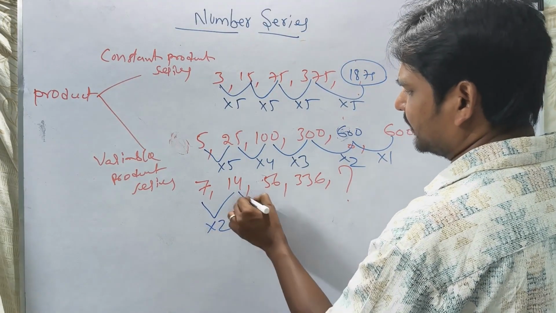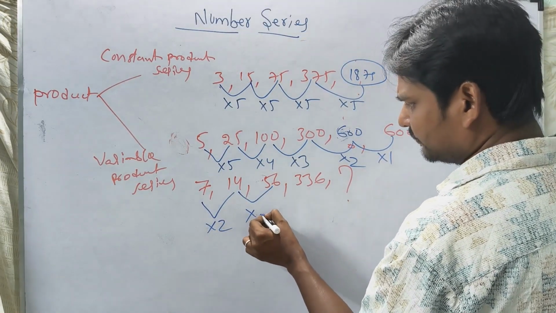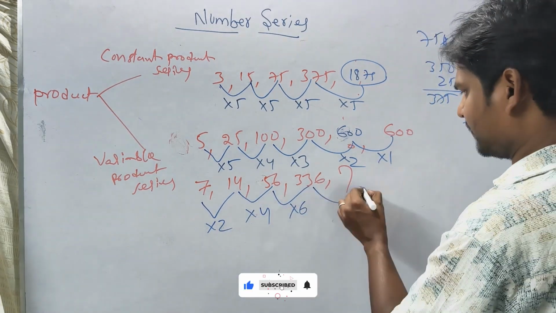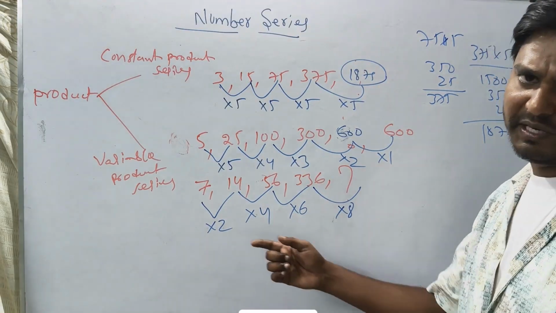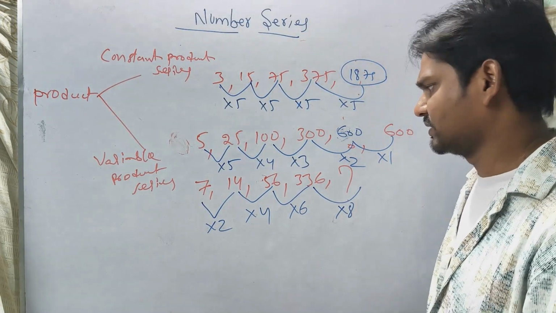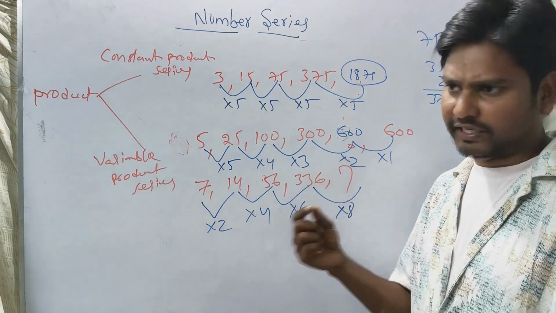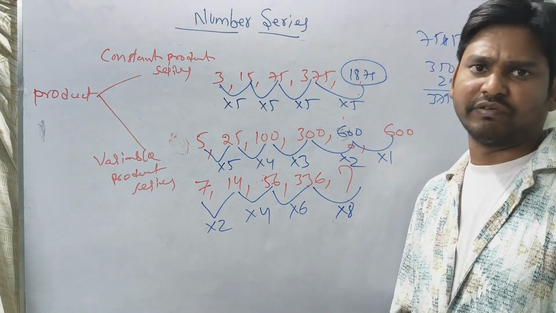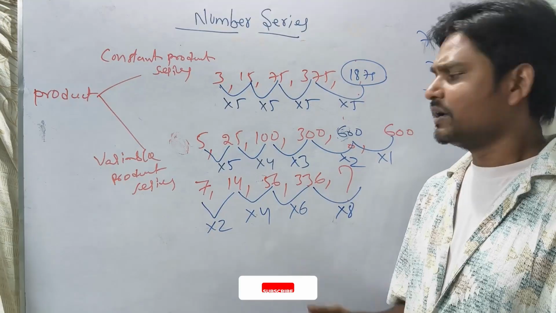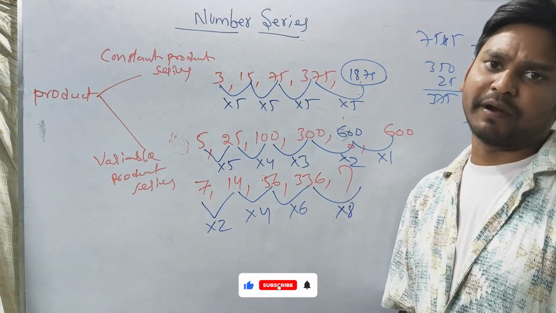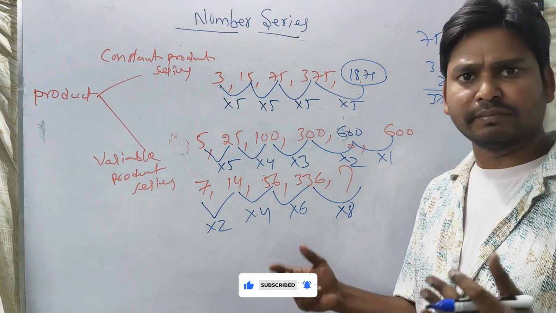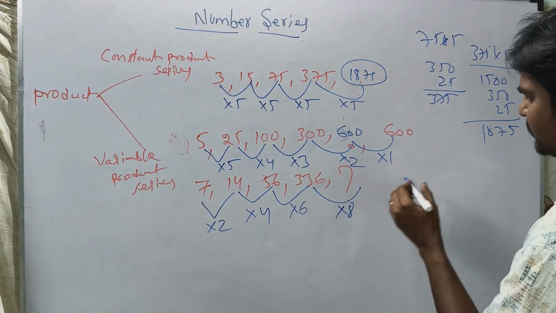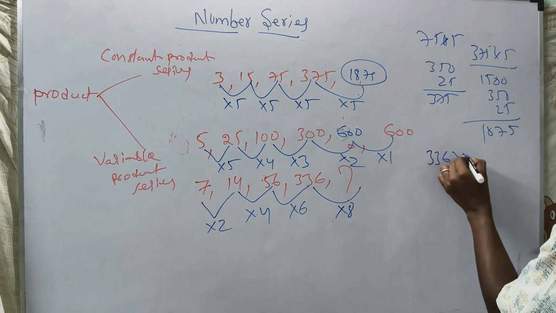Now see, next example. From here to here multiplied by 2. Here to here multiplied by 4. Correct? Now here to here multiplied by 6. Next would be multiplied by 8. Why? Because multiplied by even numbers. It can be decreasing order, it can be increasing order, it can be even numbers, it can be odd numbers, it can be squares of natural numbers, prime numbers, squares of prime numbers, cubes of natural numbers, multiplied by anything it can be.